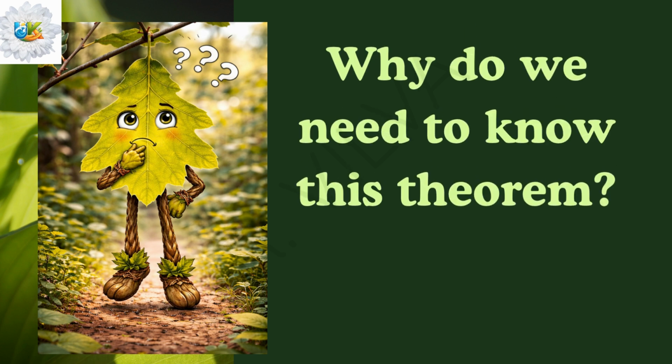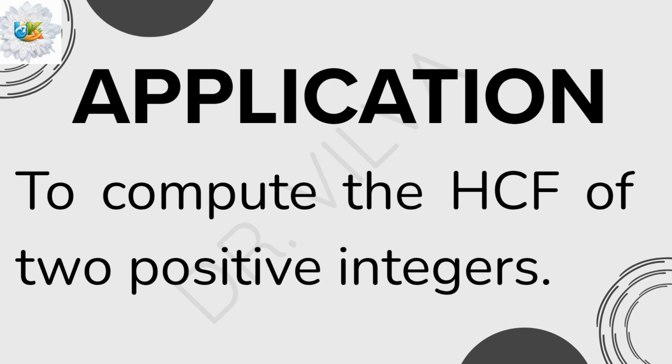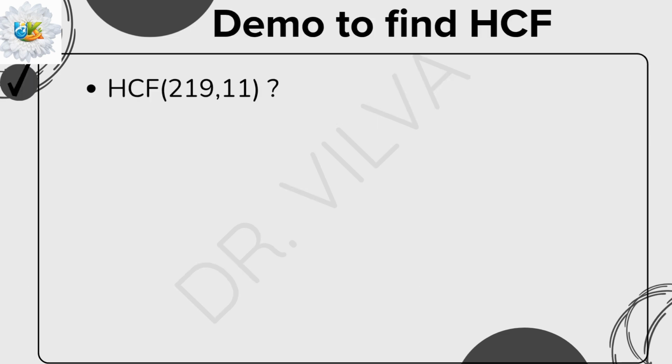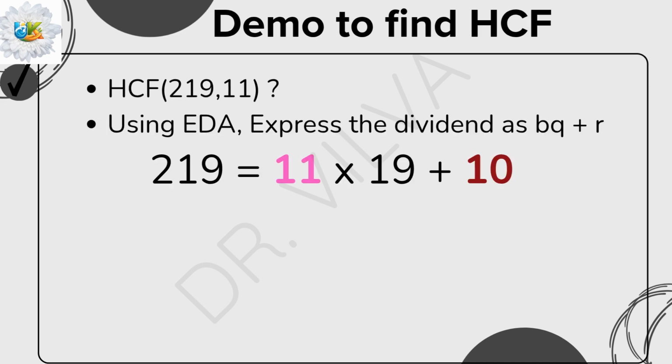Is it necessary to know this theorem? Of course, my dear. This theorem has many applications. One of them is computing the HCF, highest common factor, of any two positive integers. I will show you how to find the HCF of 219 and 11. First, we will write 219 in the form of bq plus r using Euclid's division algorithm.